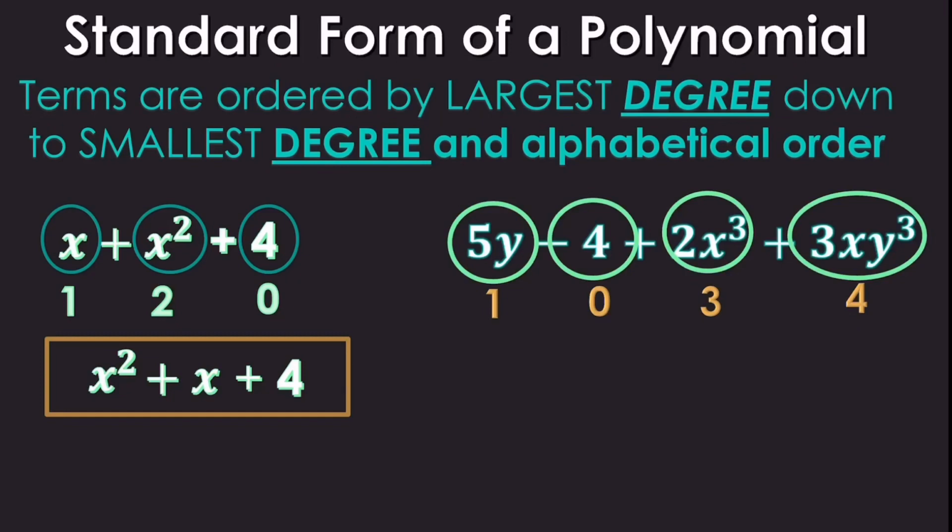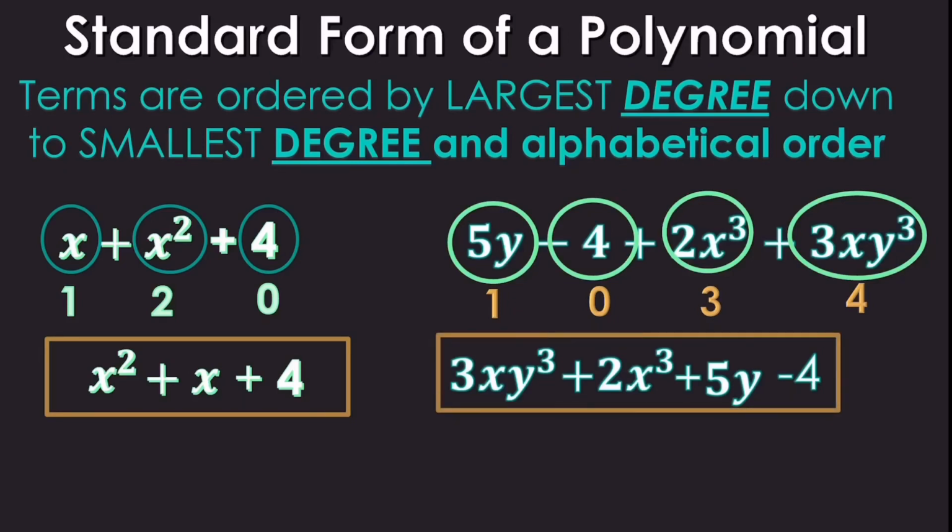So our first priority is ordering by degree. So here we're going to have 3xy cubed because its degree was 4. Then we have 2x cubed plus 5y, and I know it's a plus because that 5y is a positive value. And finally, minus 4. That right there is my polynomial in standard form. So that's a review of the concepts we covered yesterday.